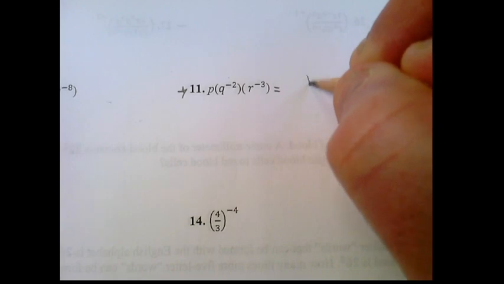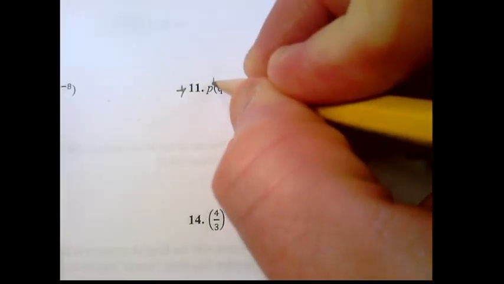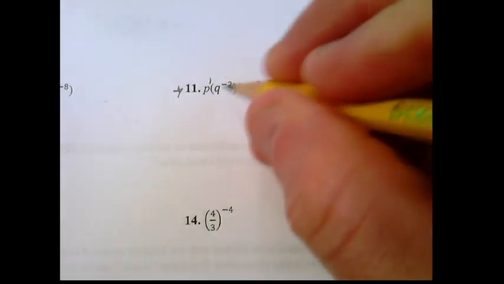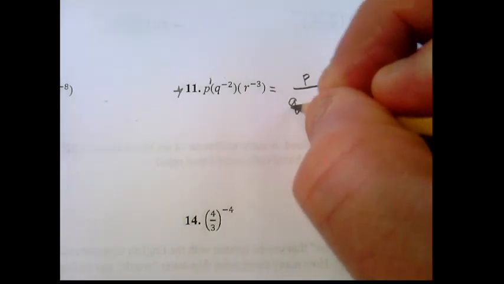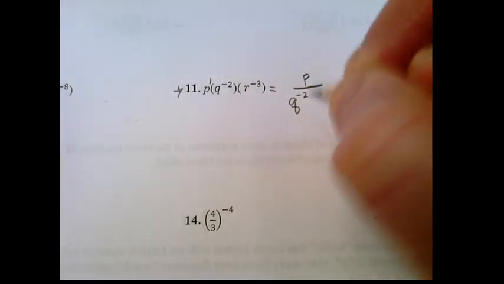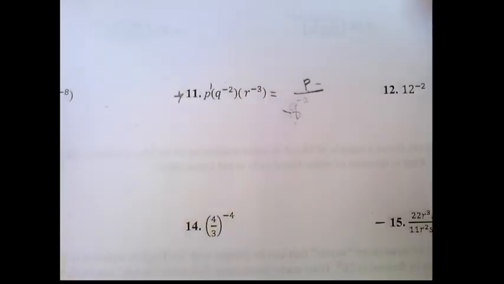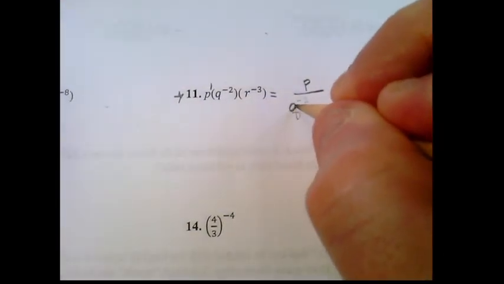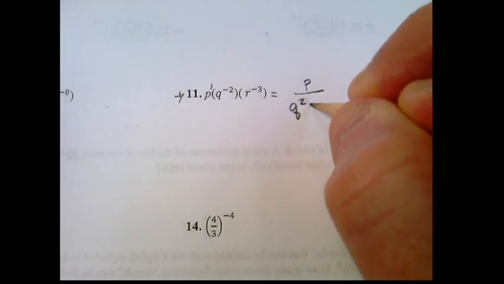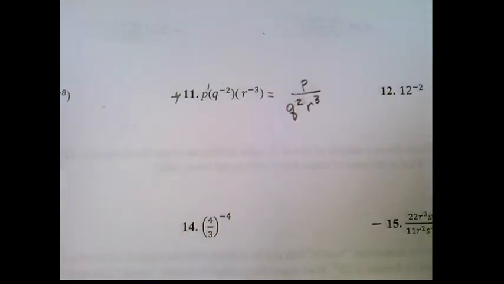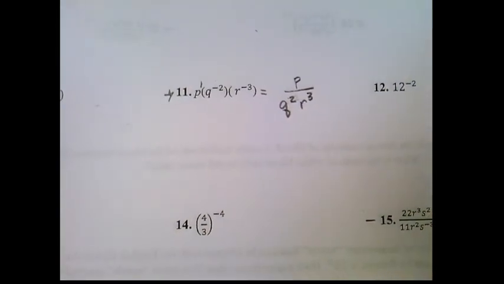This is going to be P. There's a positive exponent right there. And I'm going to take the Q and the R down to the denominator. So let's change that to a positive 2. So Q to the second, and then R to the third. Okay. So again, just making those positive exponents right there. That's how we can simplify that.